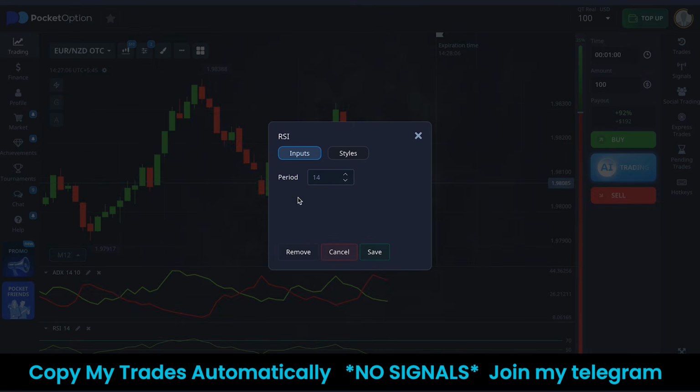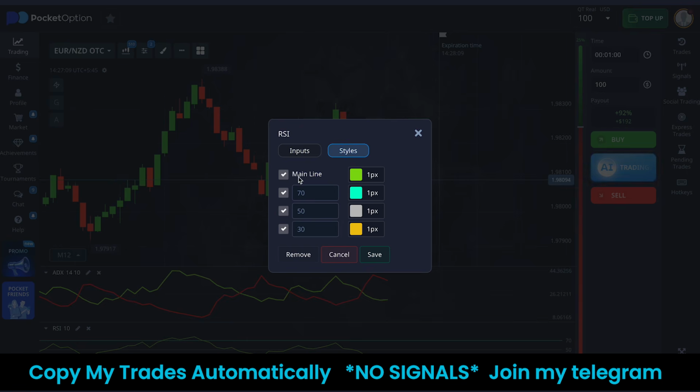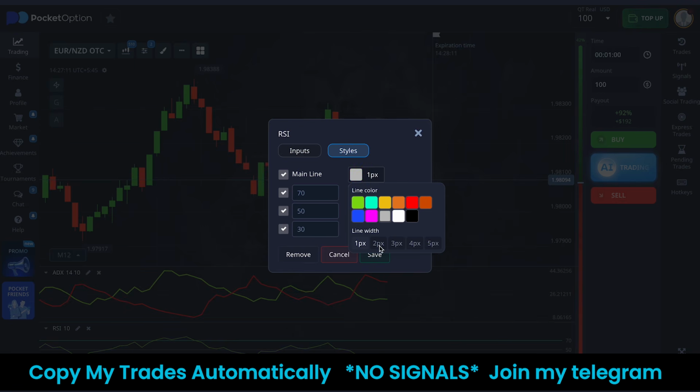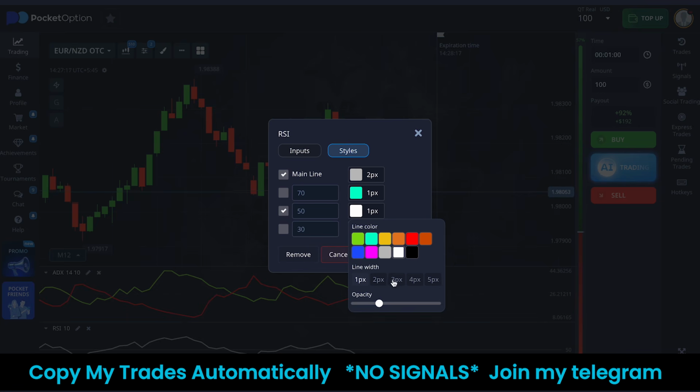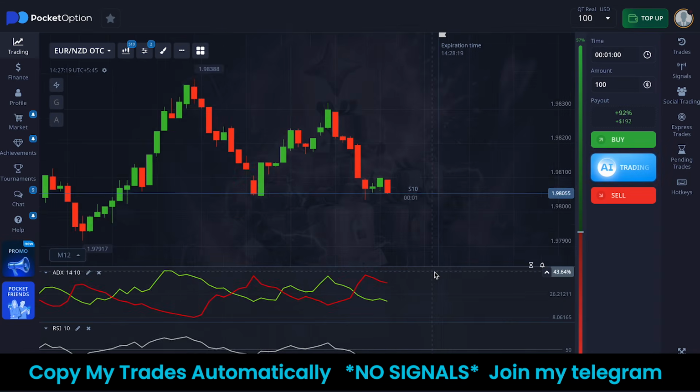Now let's go to the RSI and change the period to 10. Now let's go to the style and make the main line gray with 2 pixels, disable the 70 and 30 lines, and make the 50 line white. And yeah, that's all. Okay, and save it.